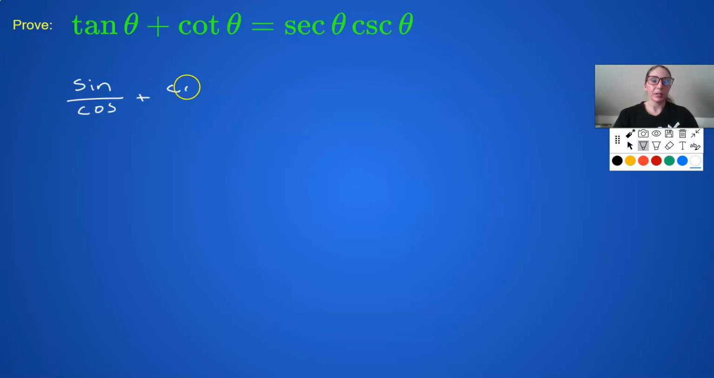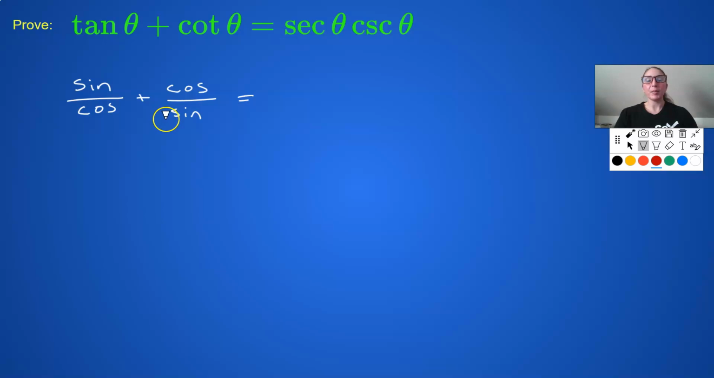Cotangent, I know, is cosine over sine. So that's my goal. I'm trying to get this over here. Okay, I need to add these two things together, right? Because these are being multiplied by each other. So let me combine these. And I'm just going to use what we know about fractions. Well, I need a common denominator.